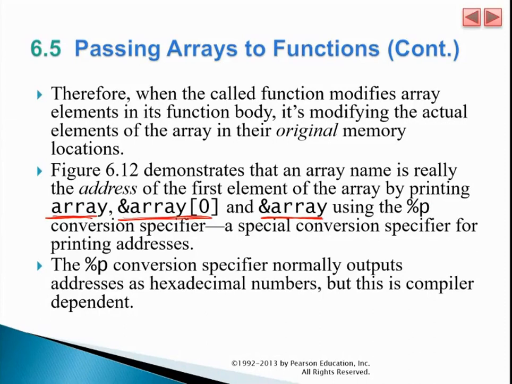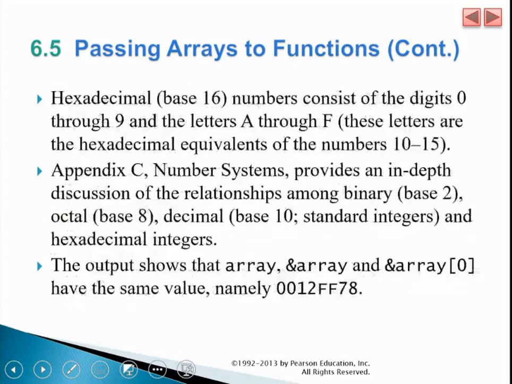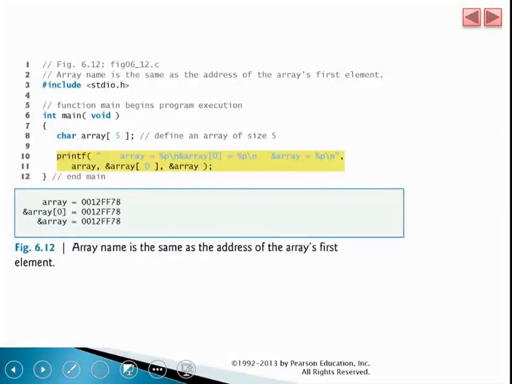Let's see how we can print the address. First we will see the program, and then we will see a few things. This is a very small program. In this, we make a character array of size 5. What we are printing is the value of array, the address of array 0, and the address of array. This is what we would like to print. And for address, we use %p. %p actually prints the address of any variable or any element.